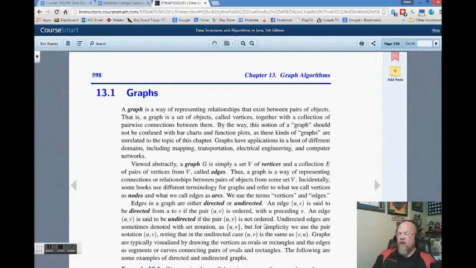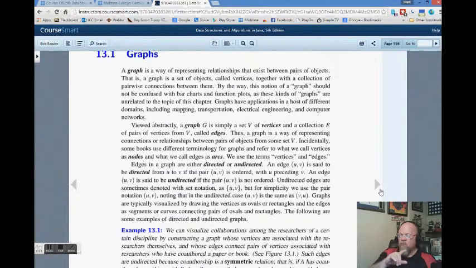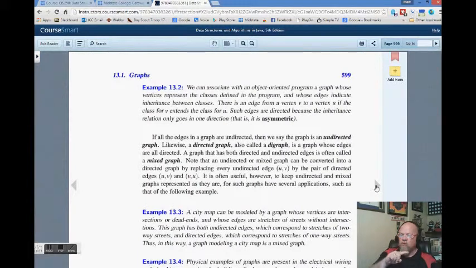Edges are either directed or undirected. It's directed if they are ordered, meaning I have to go from this one to this one to this one. Undirected means... let's get more into this, because I think it makes a little more sense once we get over here.